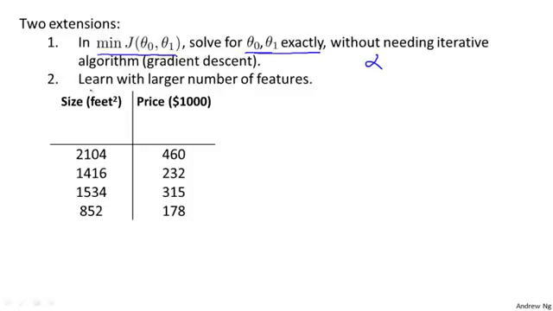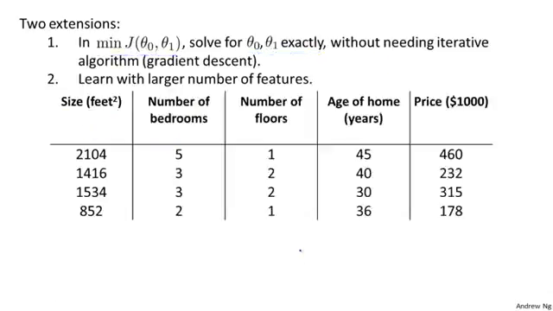Second, we'll also talk about algorithms for learning with a larger number of features. So far we've been learning with just one feature, the size of the house, and using that to predict the price. So we're trying to take X and use that to predict Y. But for other learning problems, we may have a larger number of features. So for example, let's say that you know not only the size, but also the number of bedrooms, number of floors, and the age of home of these houses, and you want to use that to predict the price of the houses. In that case, maybe we'll call these features x1, x2, x3, and x4.